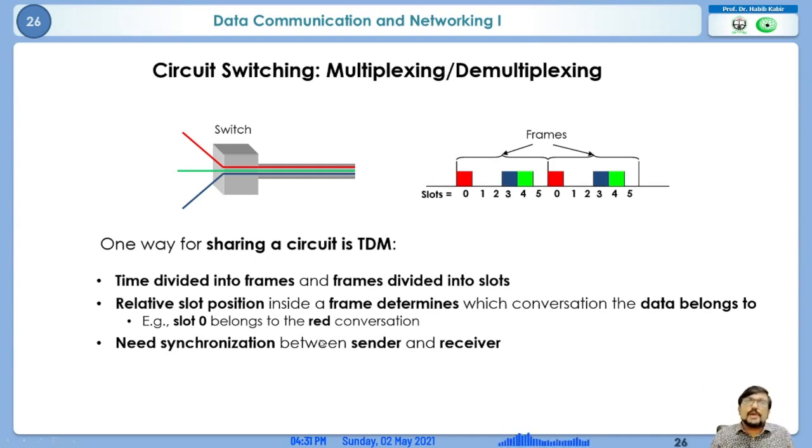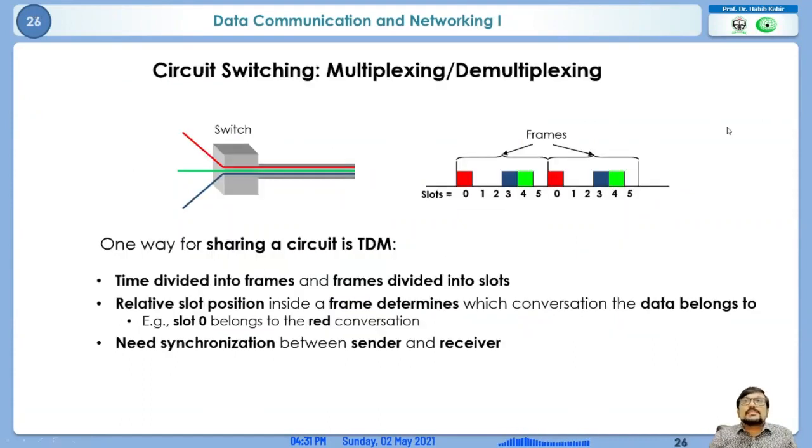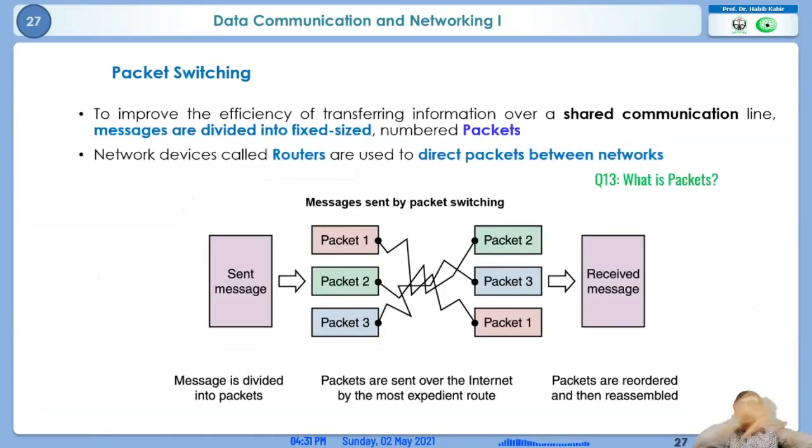It is slower, and needs some synchronization. That means red should be connected to red, so we have to know the timing. So this is actually circuit switching and TDM. But in packet switching, something different happens. Here there is a sequence: 0 1 2 3 4, 0 1 2 3 4, the same pattern should be there. But in packet switching, there is no pattern.